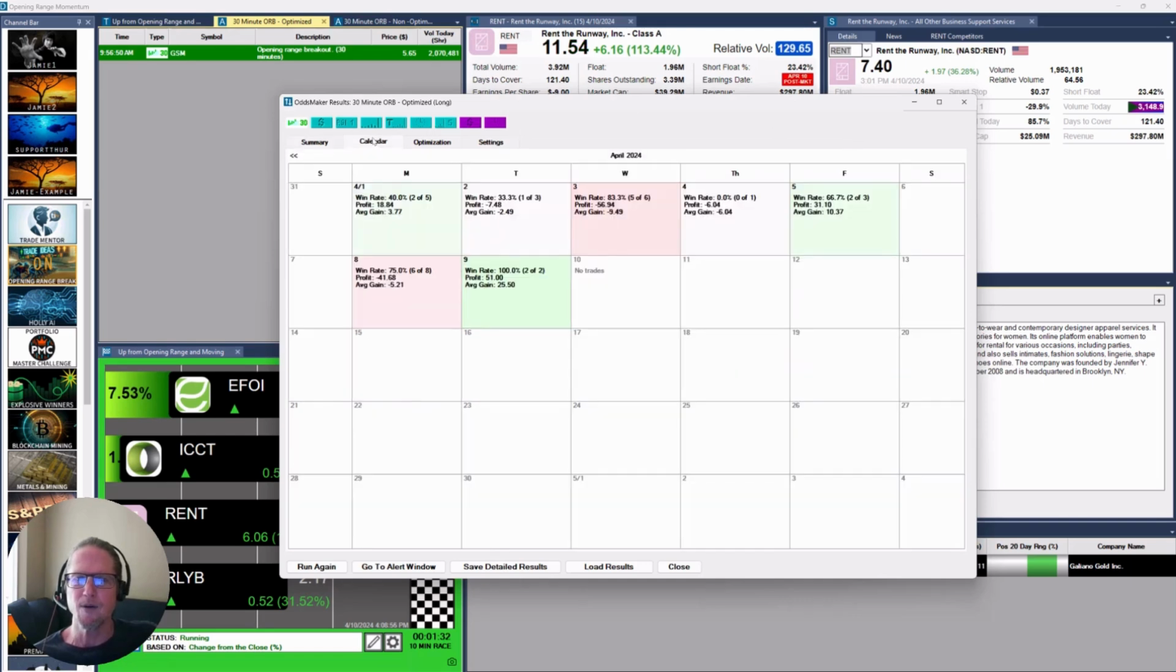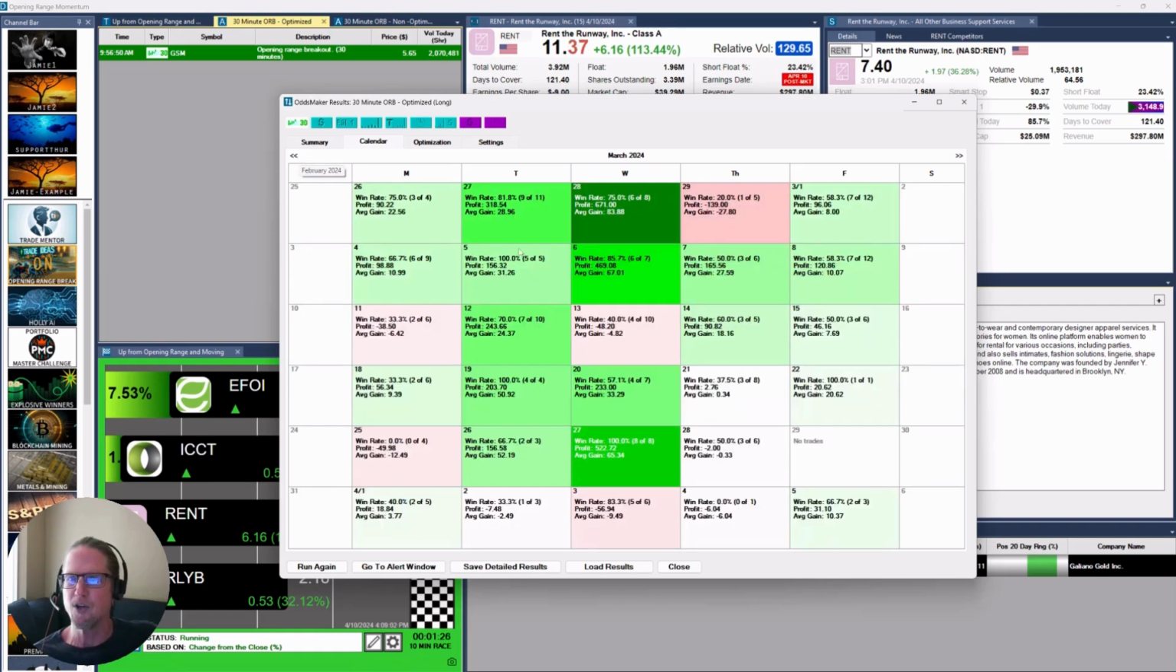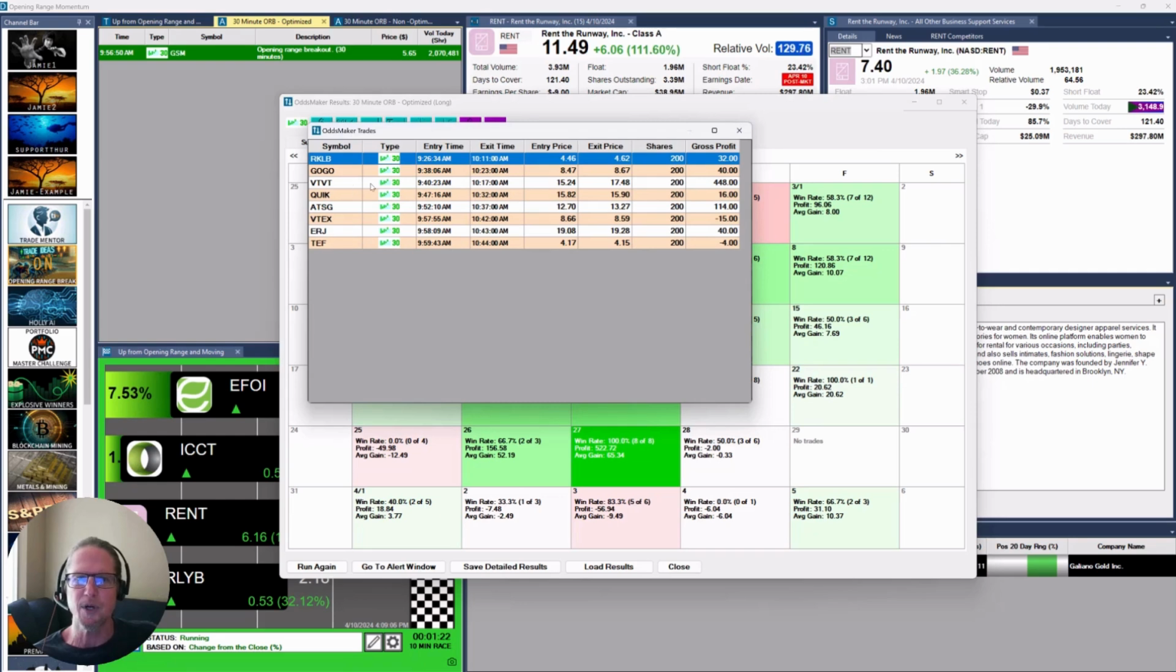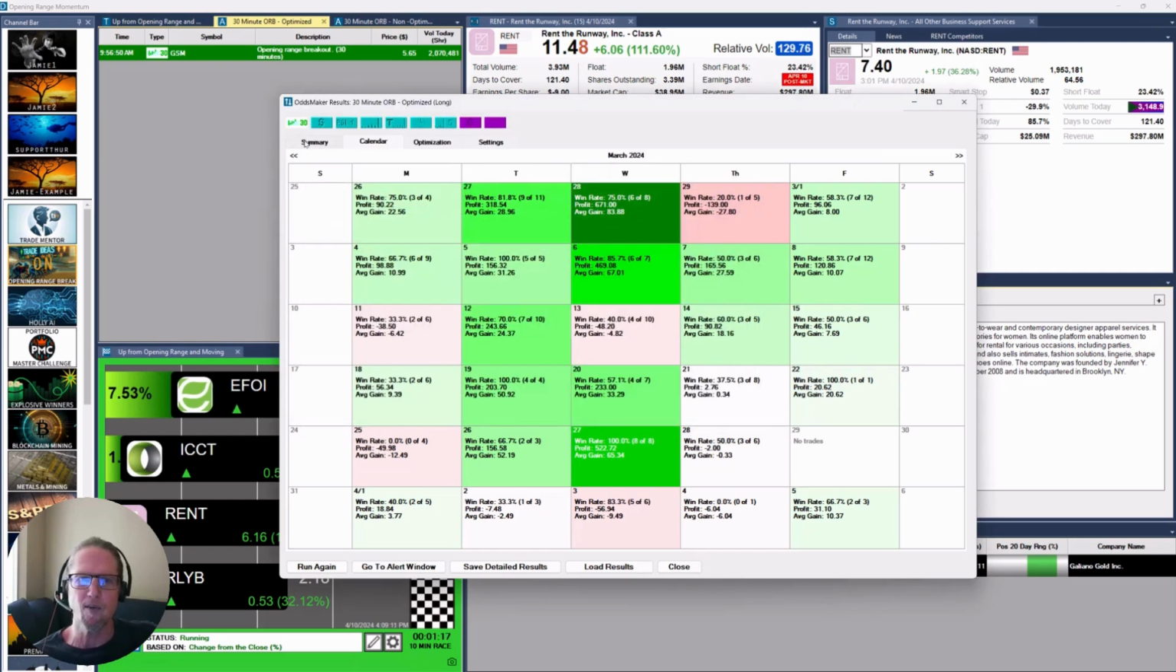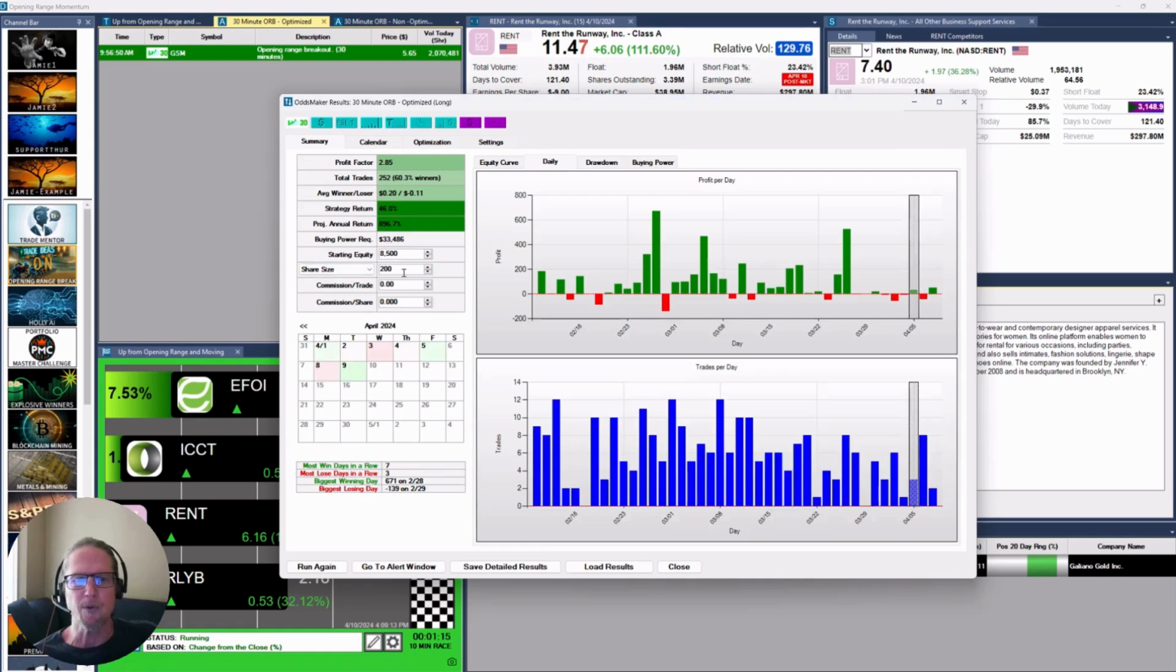And we can always go back to the calendar and take a look at all the trades that were issued on any given day just by clicking on that day. And then you'll get the exact times that the trades were issued, how they did based on what we have plugged in over here. So you can see right here, I'm just saying, hey, let's take 200 shares of each trade. Not getting too nutty there. And then we can see some additional stats down here.